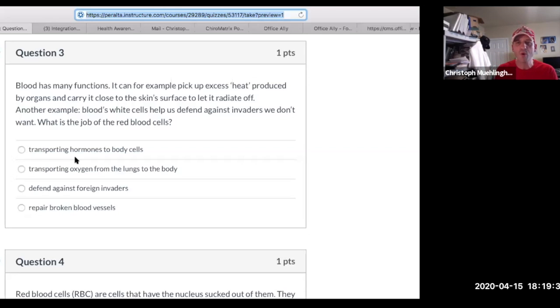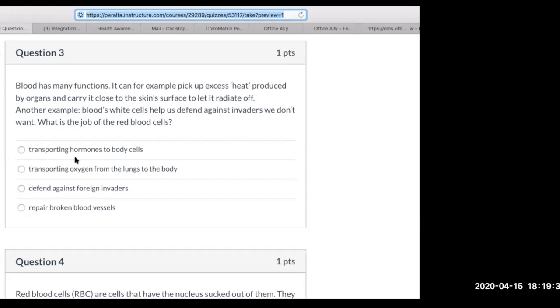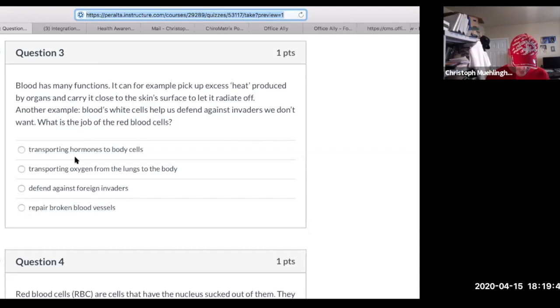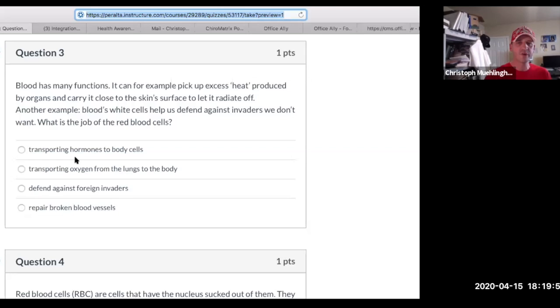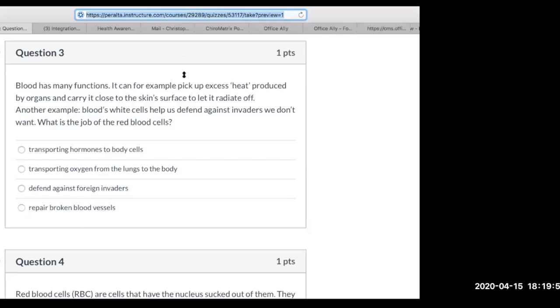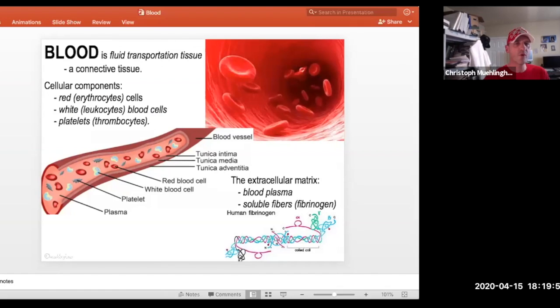What is the job of red blood cells? Transporting oxygen from the lungs to the body. Nadiri. Okay, transporting oxygen from the lungs to the body. Perfect. Is everybody clear with that? Yes. It's all pretty straightforward, right?